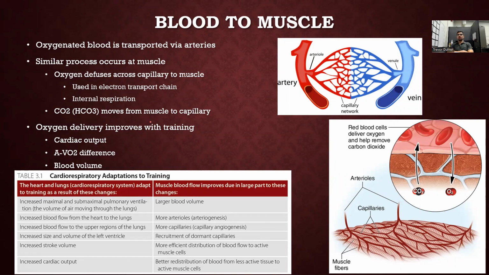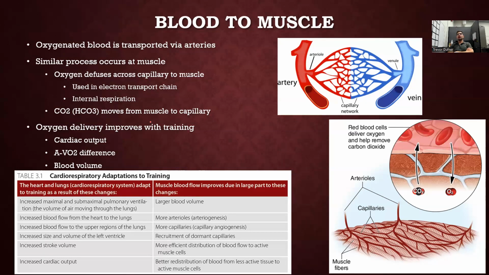So blood to the muscles, right? Oxygenated blood is transported to the muscles via arteries, right? So we talk about the difference between veins and arteries. Some of you probably already know what it is, right? But arteries carry oxygenated blood. Not always, right? Arteries are anything that move away from the heart, okay? Most of the time, arteries will carry oxygenated blood, yes, but arteries are just any sort of vessel that moves blood away from the heart.